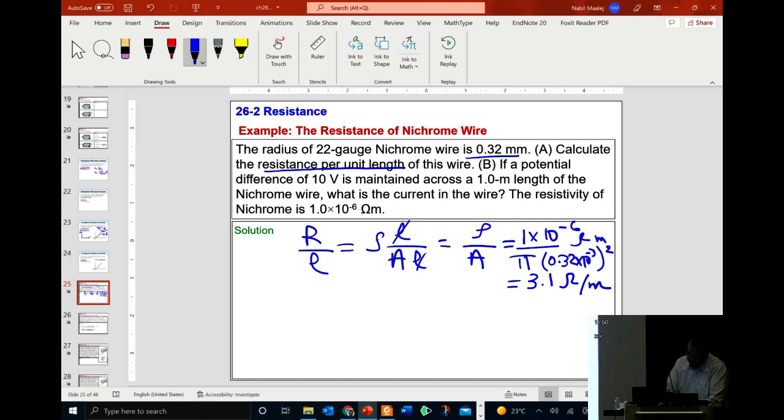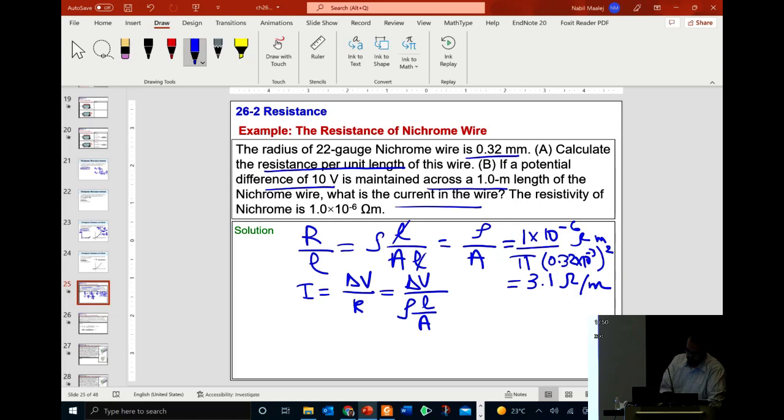Okay, the next question. If a potential difference of 10 volts is maintained across 1 meter length of the nichrome wire, what is the current in the wire? So we're given the length here, and we're given the potential difference of 10 volts, and we are asked to determine the current in the wire. Well, from Ohm's law, we know the current is delta V over R, and so this is delta V, we know. R is rho L over A.